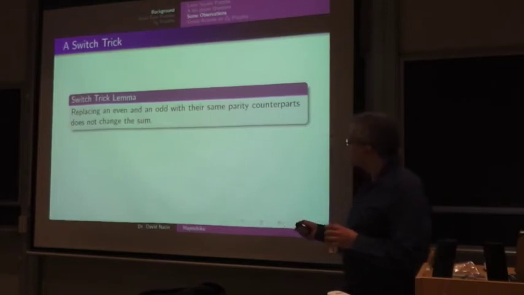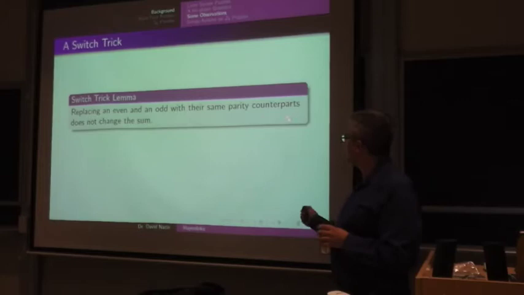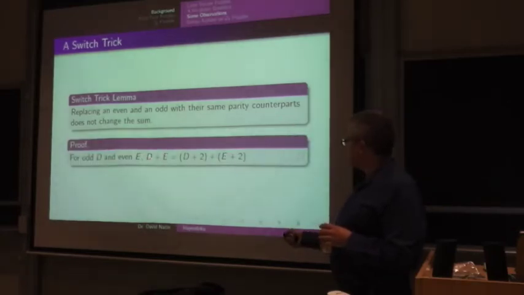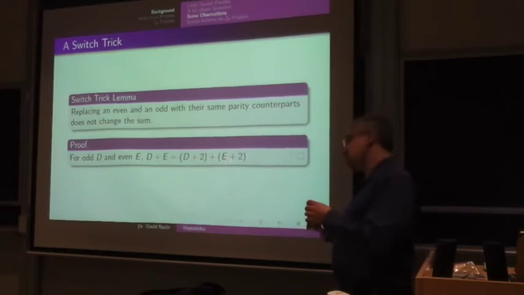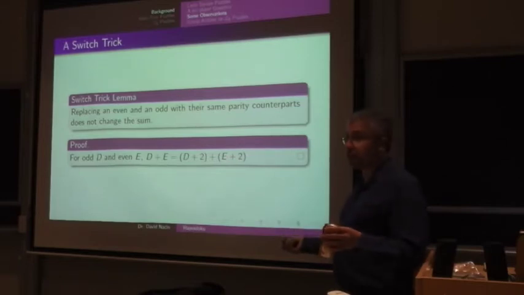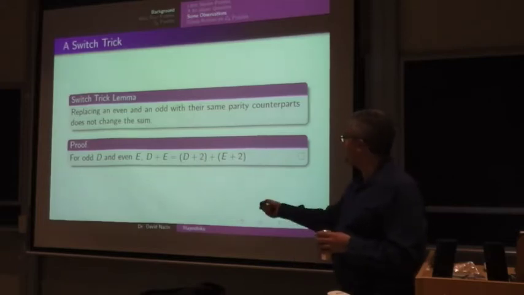Okay, we're also going to have a switch trick, which allows us to replace any even and odd with the same parity counterpart. If I have an odd number, I'm going to use D to refer to odds in this talk, instead of O, so I don't mix it up with 0. And I have E for the evens. And, of course, I can always add 4 because I'm in Z4, so I can change this odd number to its other odd number, and I can change this even number to the other even number without changing what the sum is. So whenever I have an odd and an even, I'm allowed to switch them. I'm going to refer to this as my switch trick.